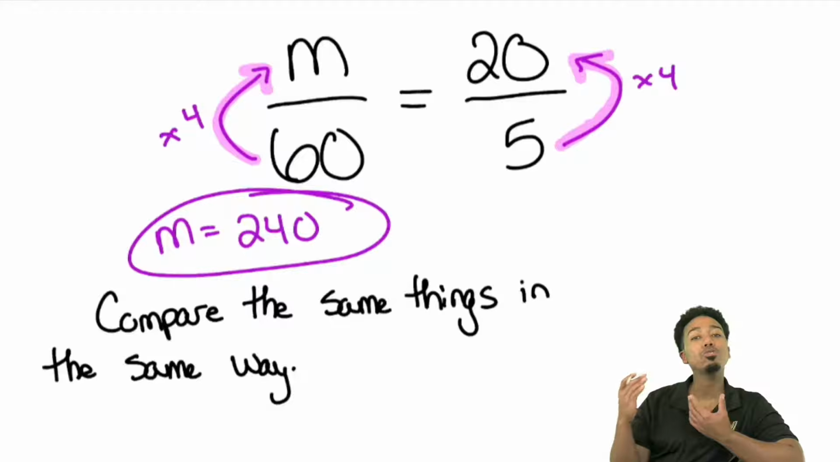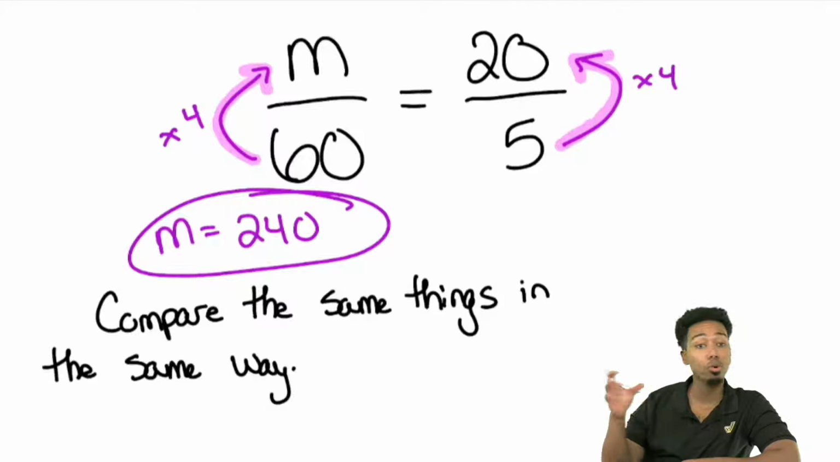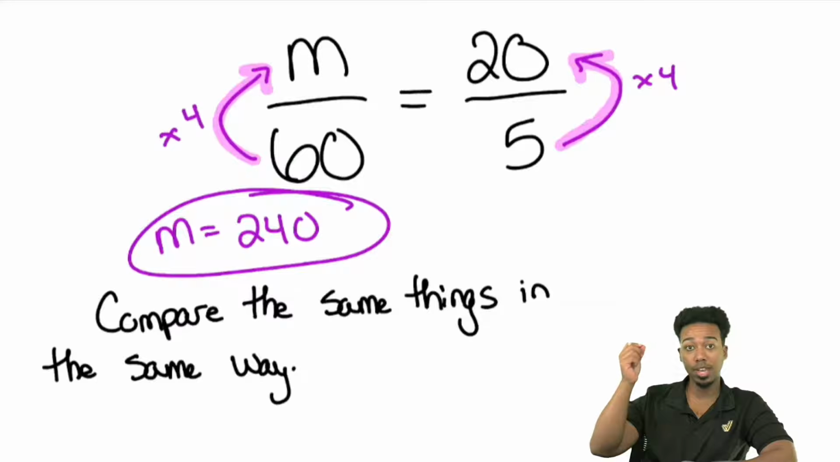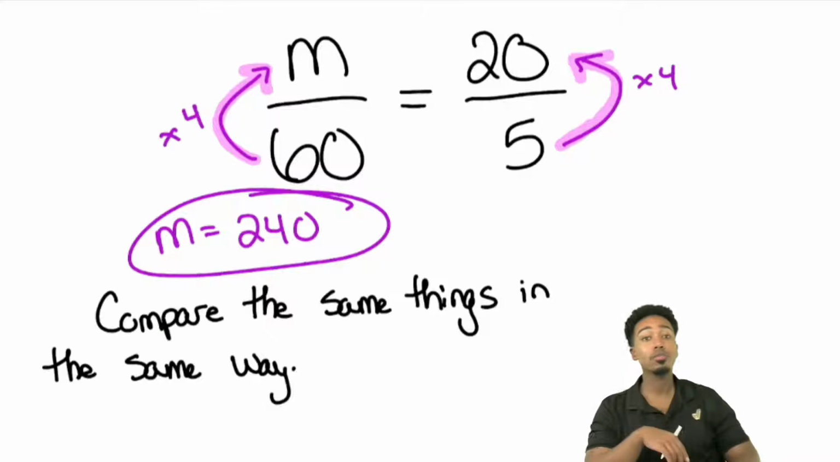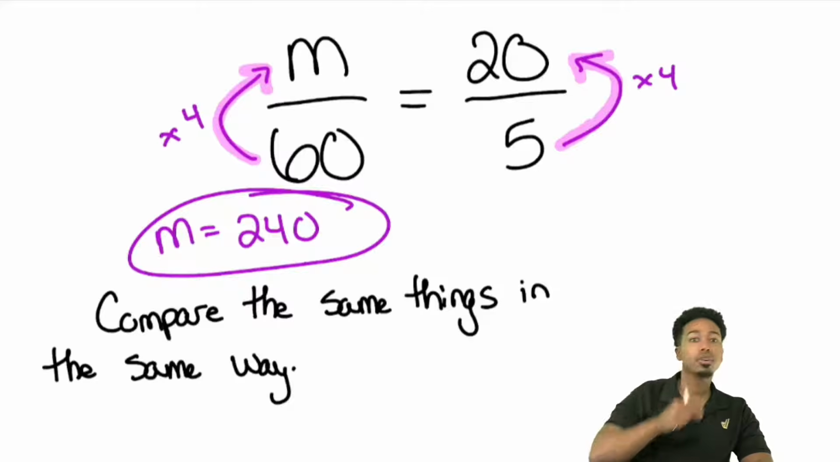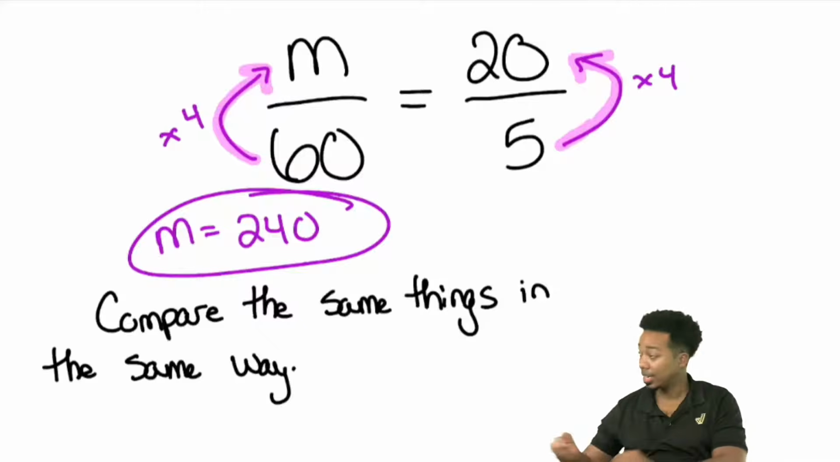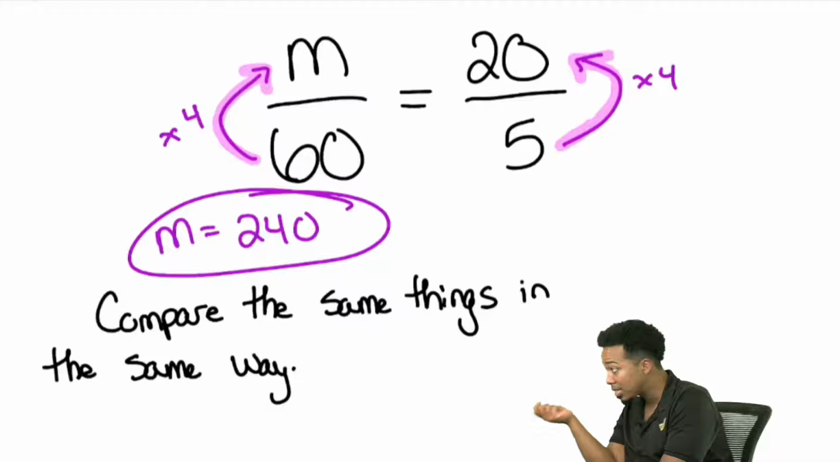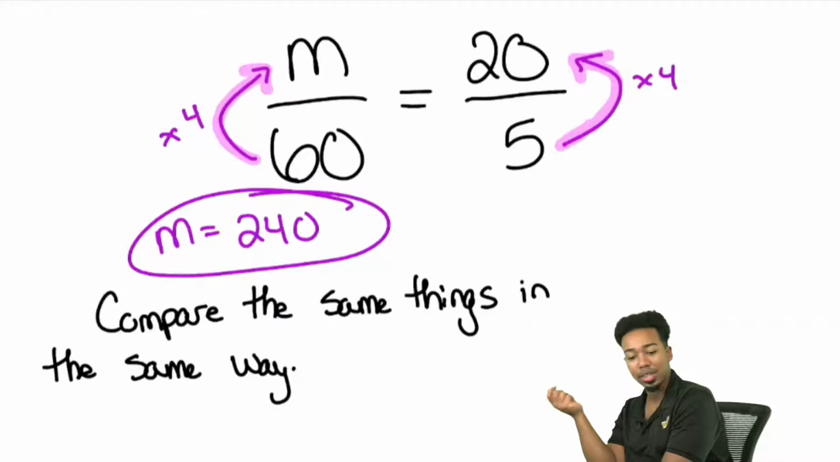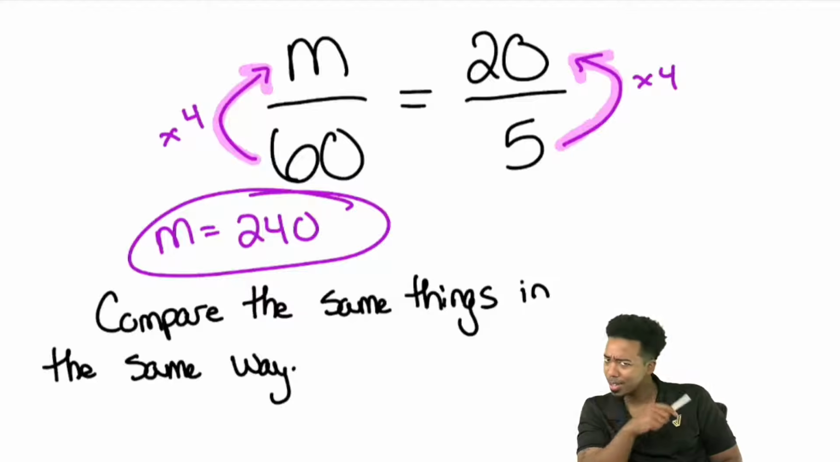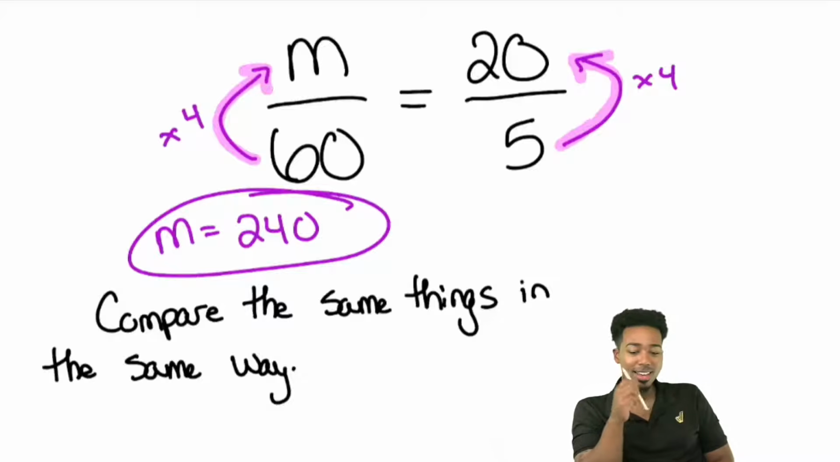The way that you go from the bottom to the top, whatever you multiply or divide by, because that's how proportions work with multiplication or division. However you go with multiplication or division from the bottom to top on the left side is the same as the right side. If you go left to right on the top, the way you go left to right at the bottom is the same way. Again, compare the same things in the same way. That's what that means. Yes or no? Does that make a little more sense?